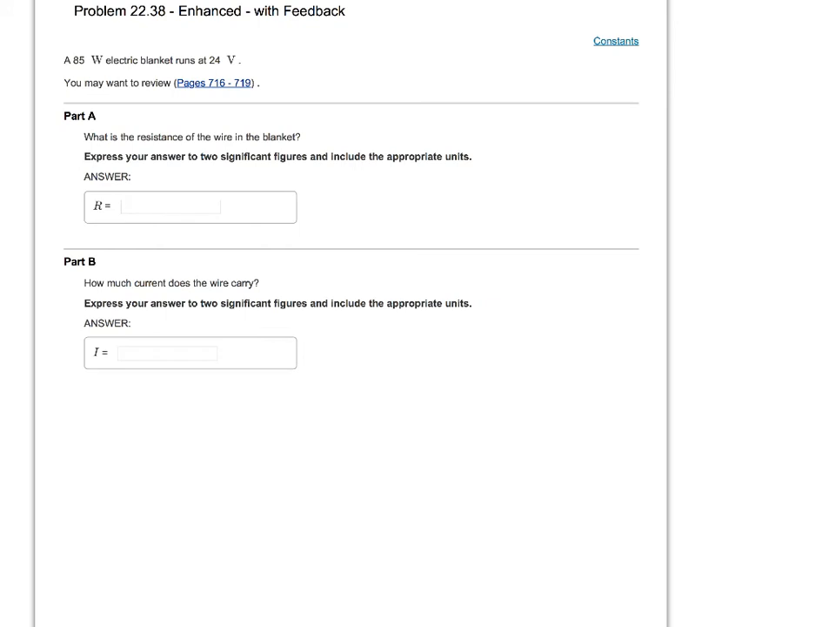For this problem, we have an 85 watt blanket. That there is going to be the power, runs at 24 volts. That obviously is the voltage. And we want to find both the resistance of the wire in the blanket and how much current the wire carries. So I'm going to start by using this power equals voltage times current.